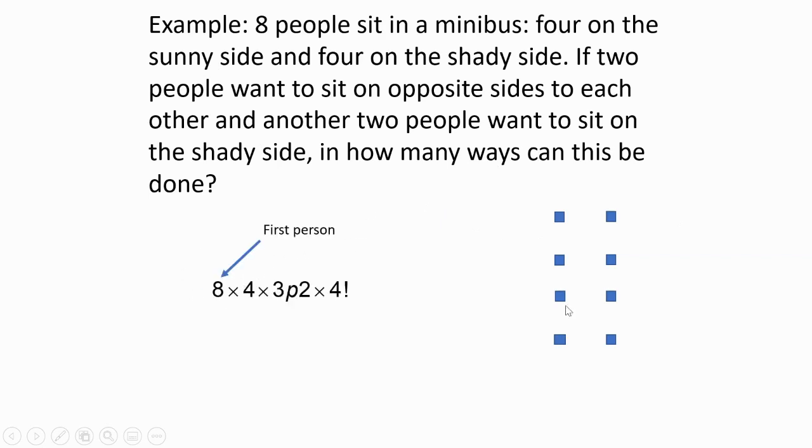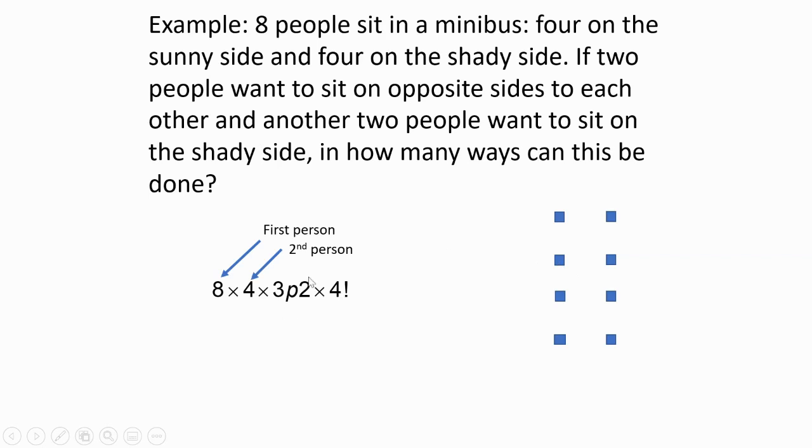The second person obviously wants to sit on the opposite side of that person, so they've only got an option of 4, because if the first person chose this side, then they've got an option of 4 here. So that's the second person. The third and the fourth person want to sit on the shady side. Now, the shady side, whichever side it is, has got 3 spots left.